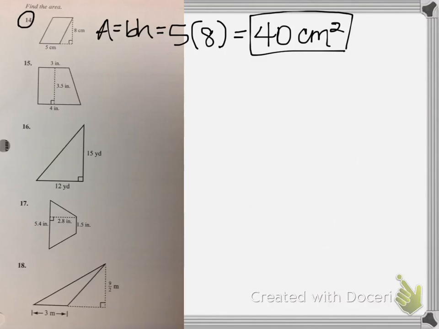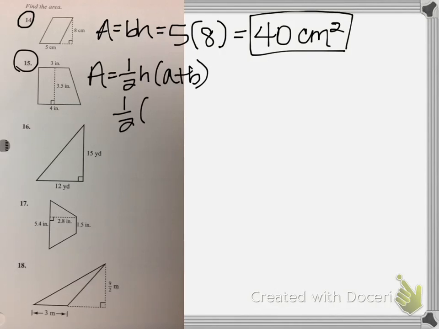Now number 15 is an example of a trapezoid. It's four-sided, and we have one set of parallel sides. Your parallel sides are going to be your A and your B. So we're going to have, remember the formula is 1/2 the height times your bases added together. So I'm going to have 1/2 times 3.5 times 3 plus 4.